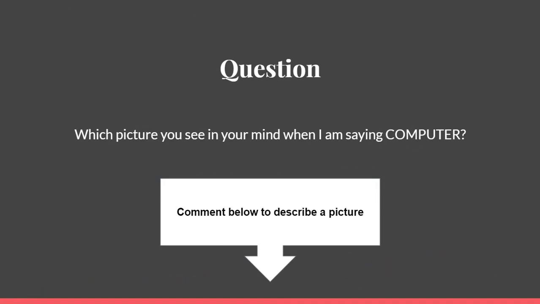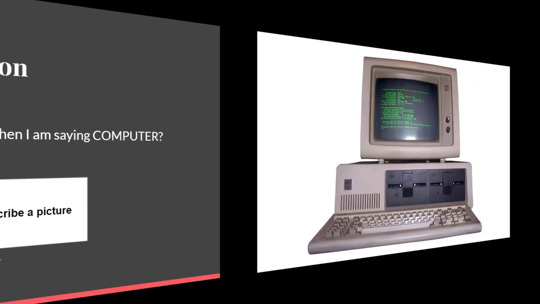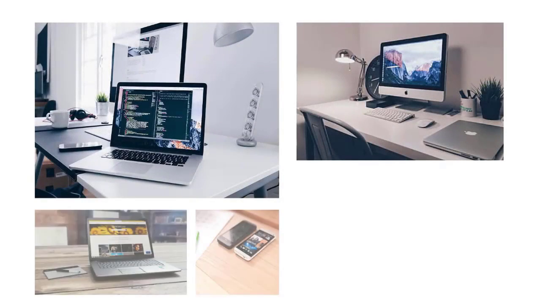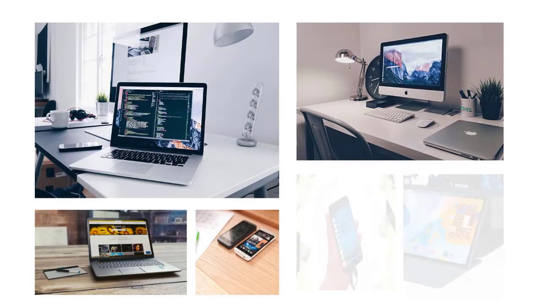Here's a quick task for you. Just pause the video and describe by commenting below what exactly you are seeing in your mind when I am saying the word computer. Perhaps this is not that picture. If you are a creative person, then these might be the diversity of your imagination. And I don't think I need to explain what these gadgets are.